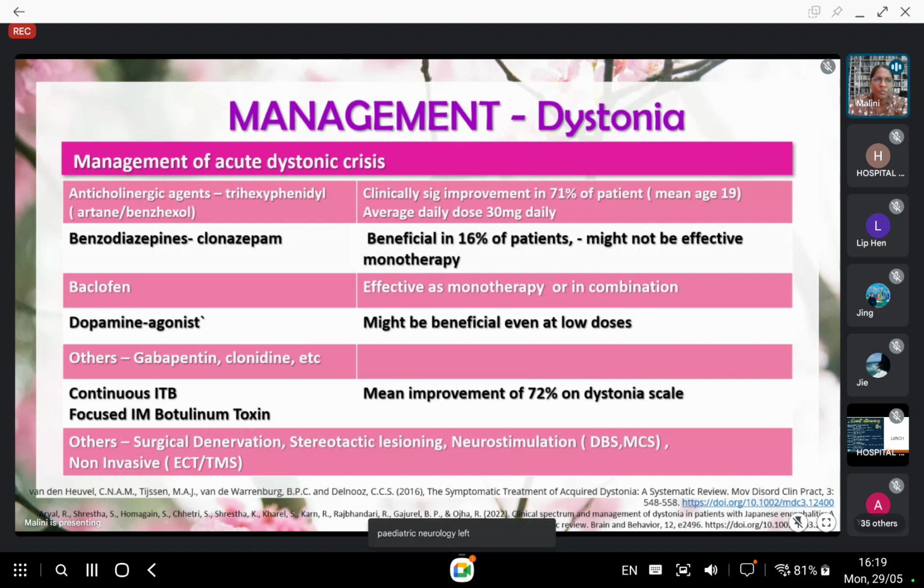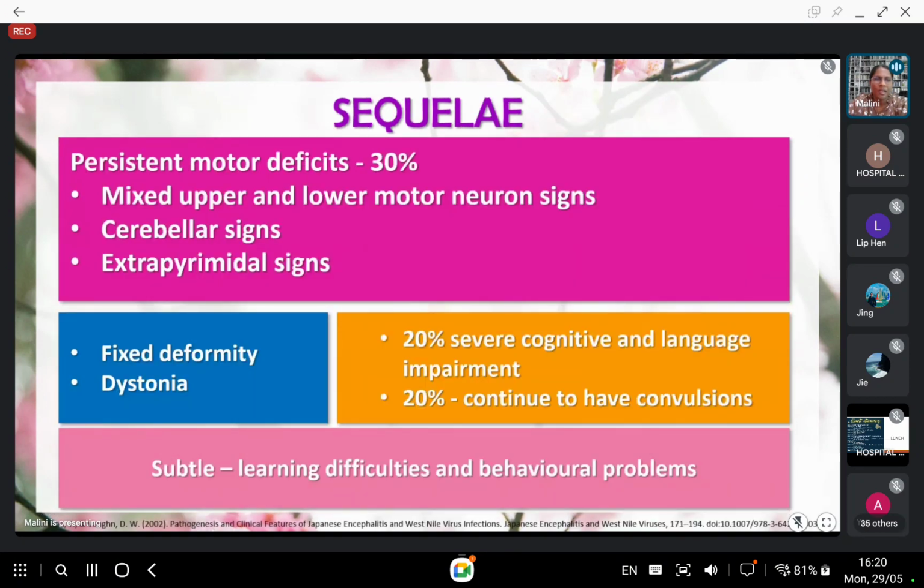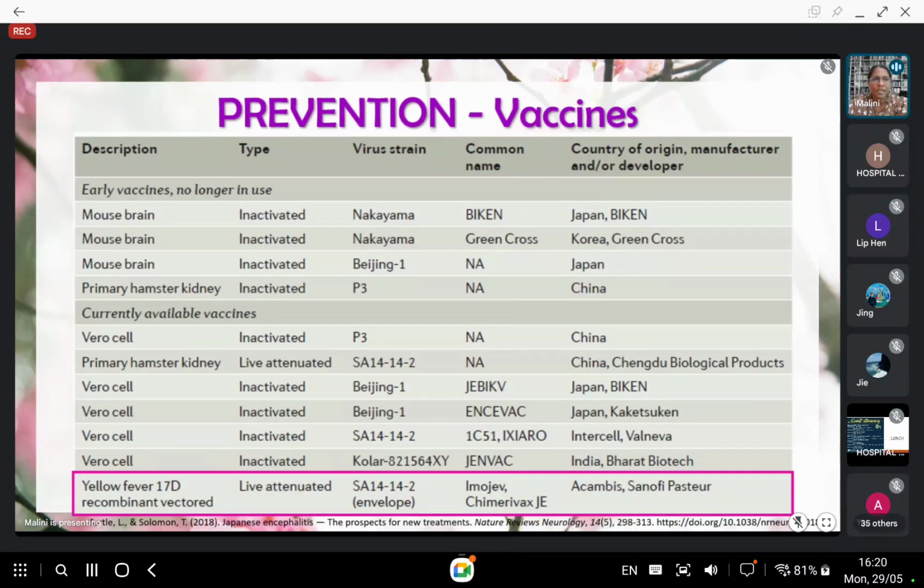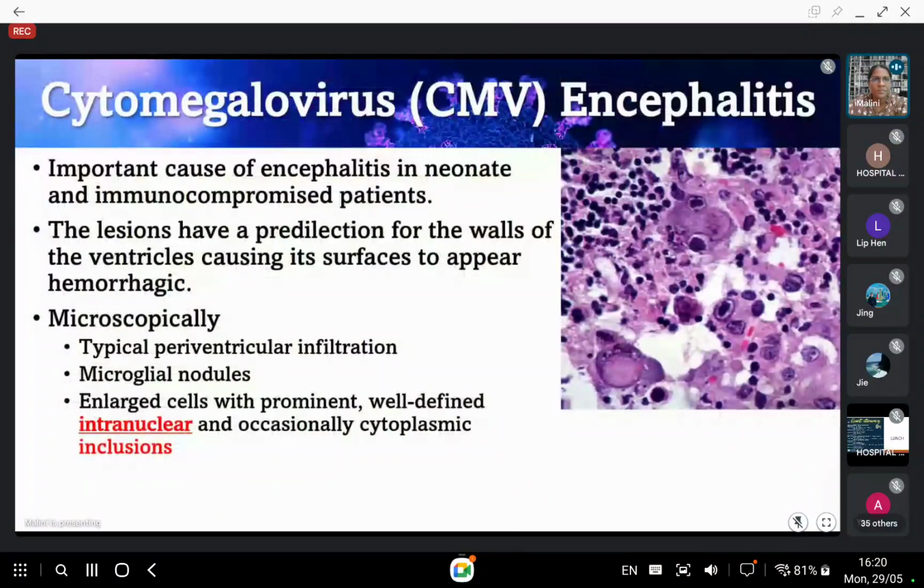So treatment would be with Artane, clonazepam, baclofen, dopamine, whatever you can do. Unfortunately, a lot of times the dystonia is refractory, and a large proportion have lasting neurological deficits, fairly severe. So the vaccine is not in our immunization schedule, but you can get it outside.